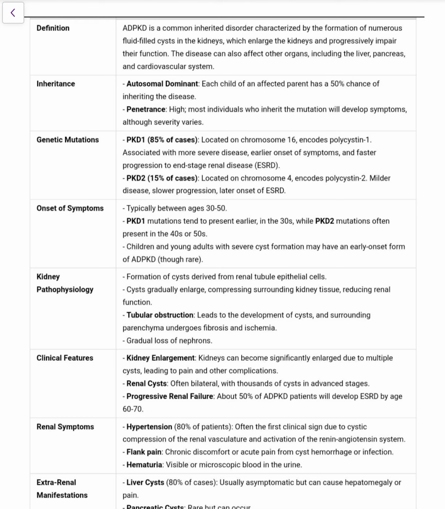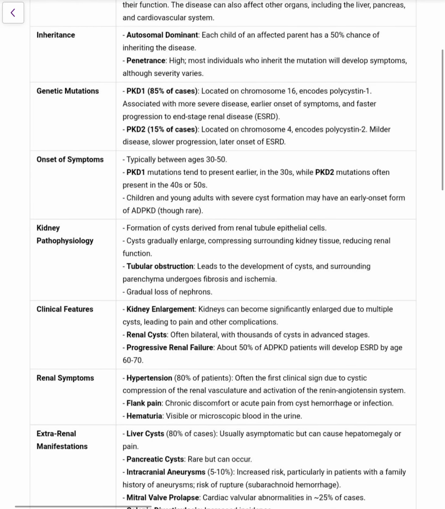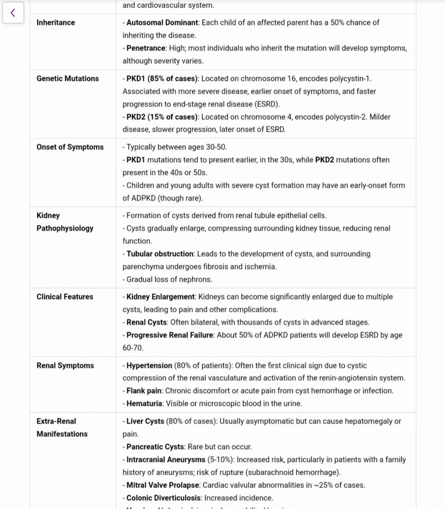Let us now discuss ADPKD, that is autosomal dominant polycystic kidney disease. As we all know, it is a common inherited disorder characterized by the formation of numerous fluid-filled cysts in the kidneys, which causes enlargement of the kidney and progressive impairment of kidney function, right? It can also affect other organs like the liver, pancreas, and cardiovascular system, right?